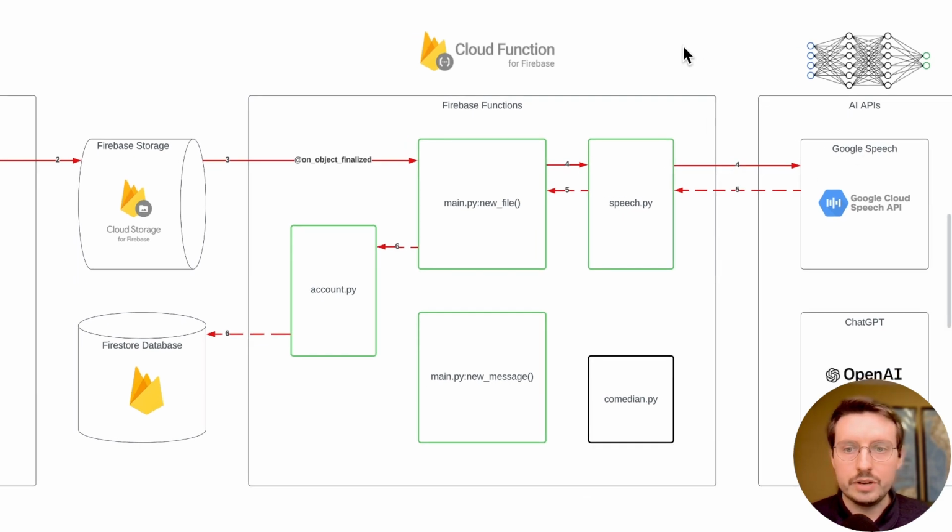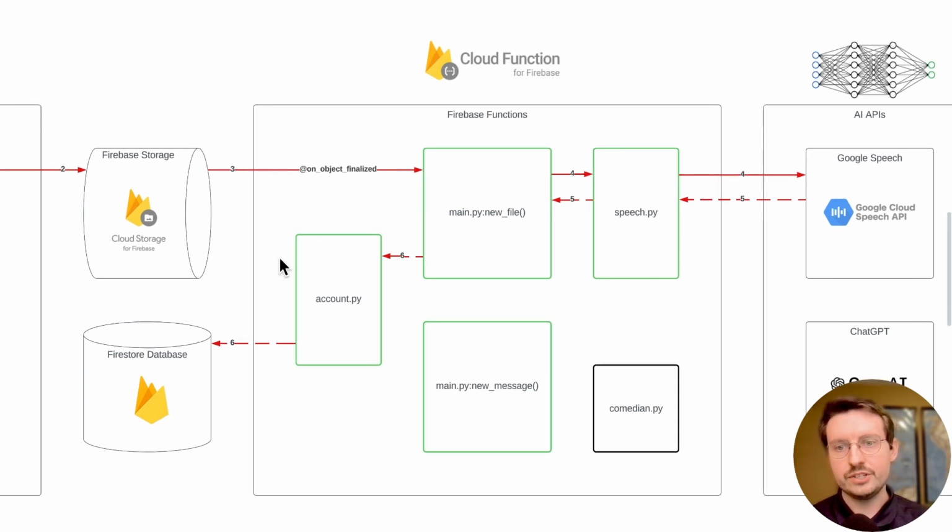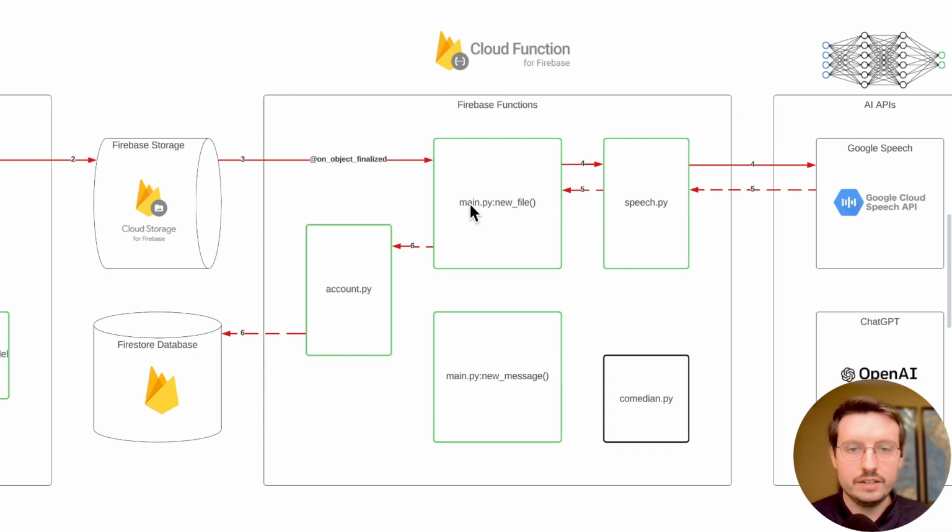And then we'll want to create a new message for this text so that it acts just like the user typed in the message, but instead they spoke to the app. So let's go ahead and write the main.py new file. Then we're going to also write the speech.py and account.py. We're going to add a new functionality to set a message.